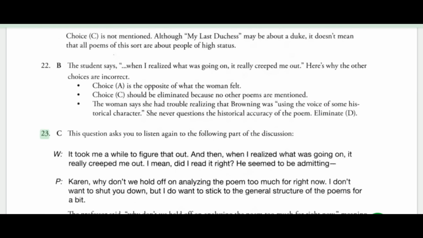Eliminate D. 23. C. This question asks you to listen again to the following part of the discussion.